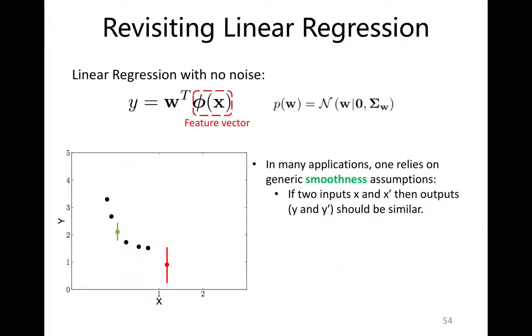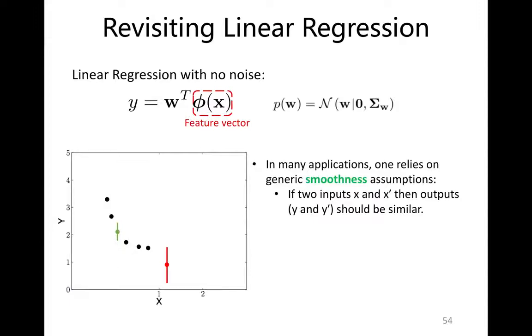Okay. Now, many of these problems, we don't really care about the direct way of building y from x. We only need to have some sort of smoothness. Smoothness meaning that if x and x prime are similar to each other, we expect y and y prime to be similar to each other.